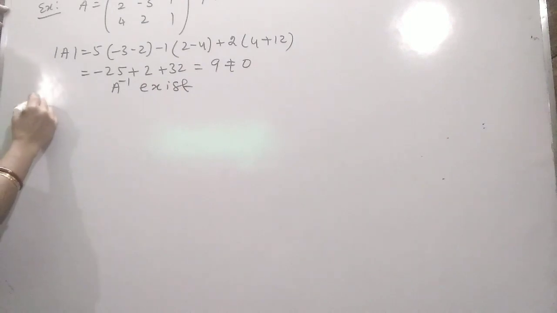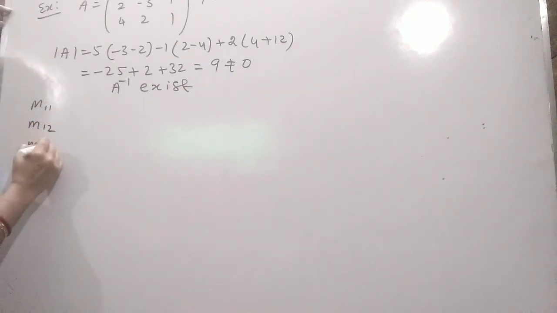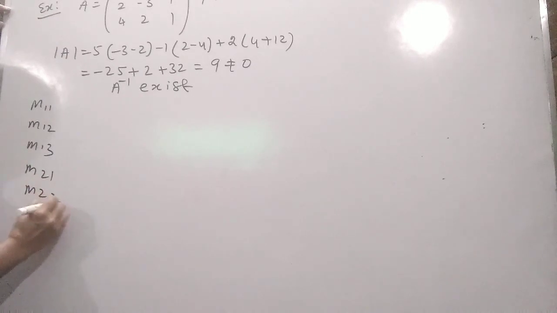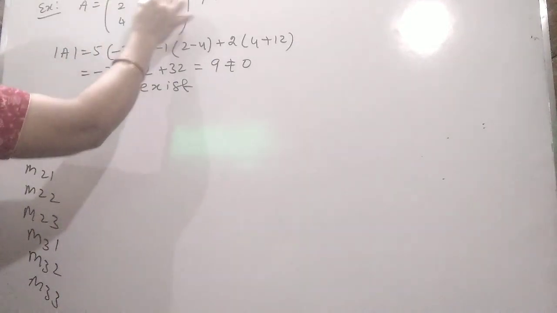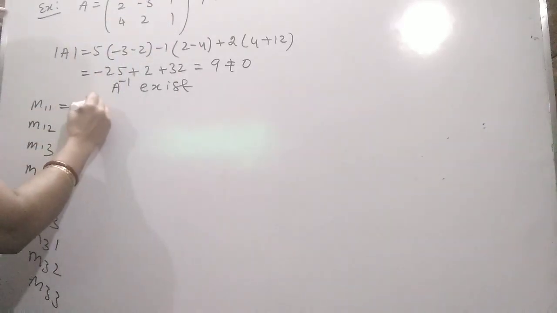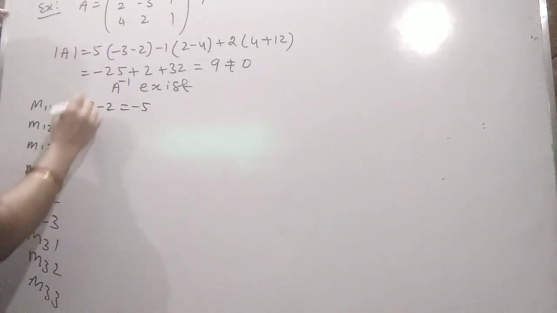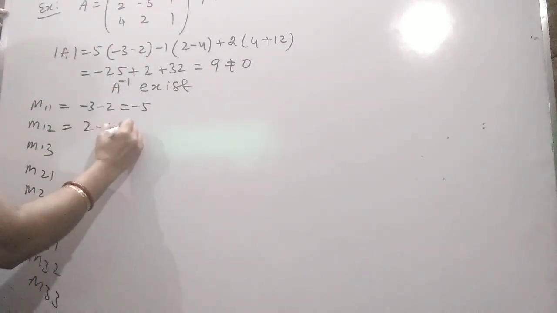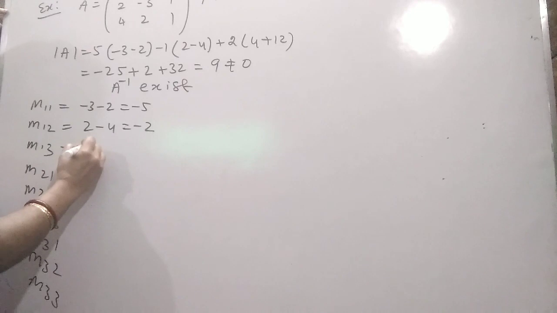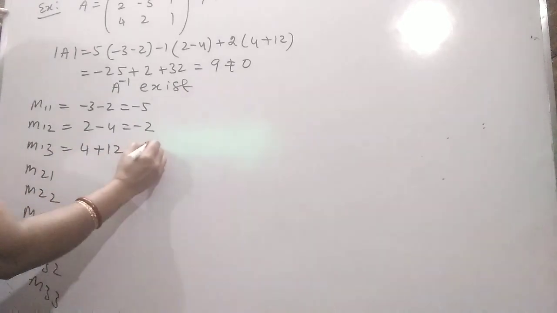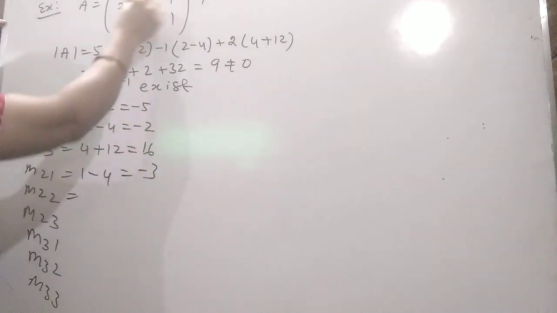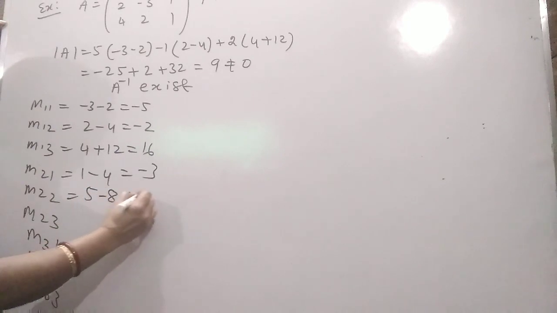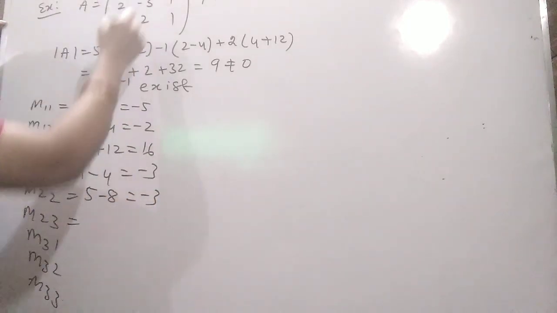Now see how I am finding minor and cofactor: M11, M12, M13, then M21, M22, then M23, then M31, then M32, then we need M33. Like this you have to write. M11: delete the corresponding row and column, we will get minus 3 minus 2, that is equal to minus 5. Now M12: 2 minus 4, you will get minus 2. Now M13: 4 plus 12, that is equal to 16. Then M21: 1 minus 4, we will get minus 3. Then M22: 5 minus 8, that is equal to minus 3. Then M23: 10 minus 4.